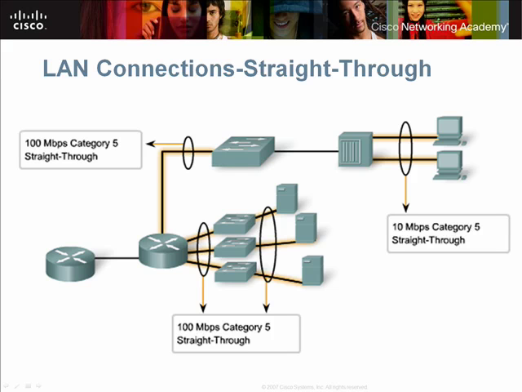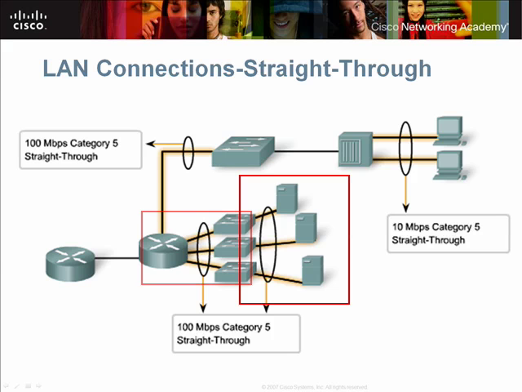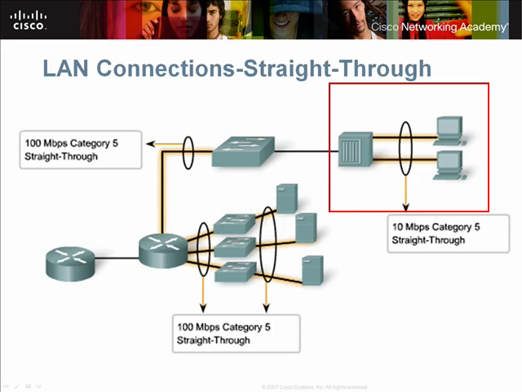For example, you use a straight-through cable to connect different types of devices, such as a connection between a router and a switch, between a switch and a server, between a hub and a computer. This is because in devices that provide LAN connectivity, such as switches and routers, the transmit and receive pins cross over internally to provide connectivity to the end device, such as a computer.